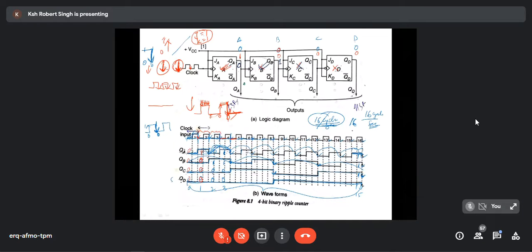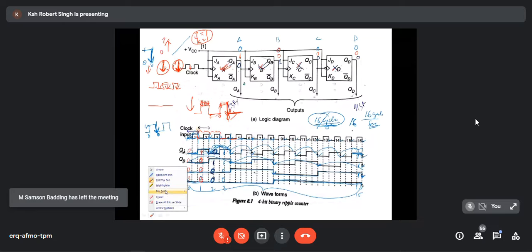If it is off, then no change. 0 to 0, no transition in the pulse. This D will never get triggered, so no change. It will also be 0. So now I have 0, 1, 0, 0. In A it is 0, 1, yes, 0, 0, correct. This is low, this is high, this low has come. Similarly, I will go for another one and I will wind up.